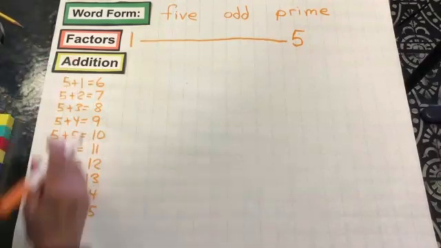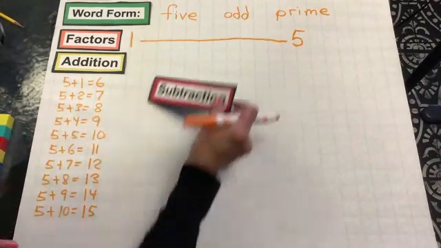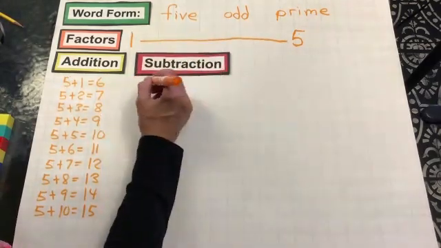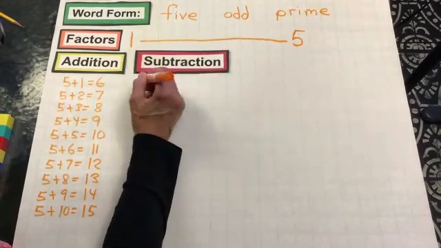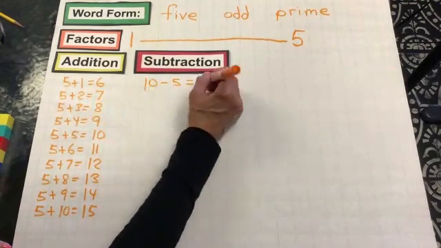And so doing these over and over like we are doing them is going to help you remember them. You should know them that quickly. All right, let's do subtraction. And of course, we're going to subtract from 10 with this number. So it's 10 minus 5 equals 5.